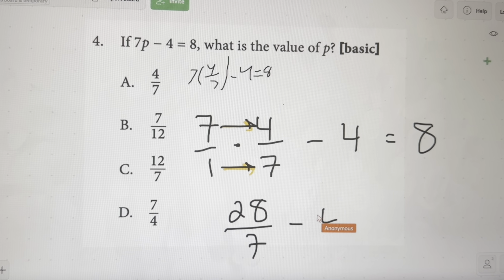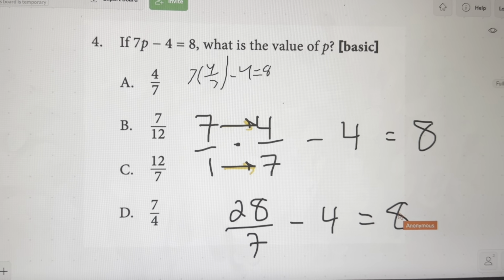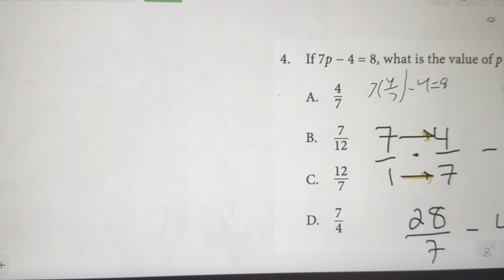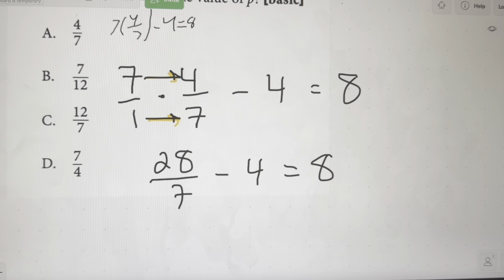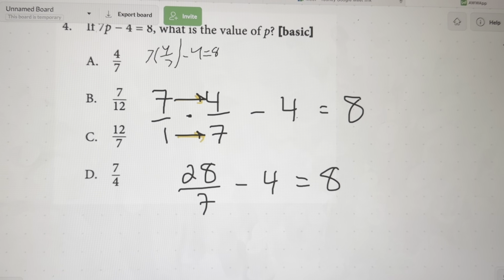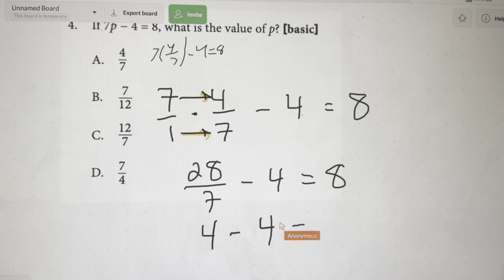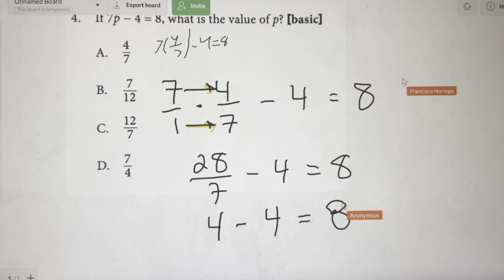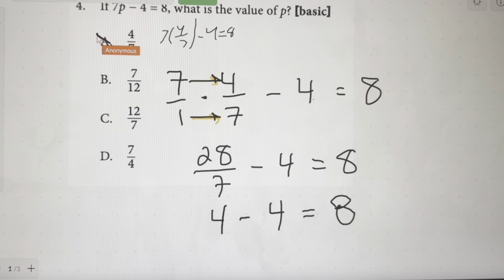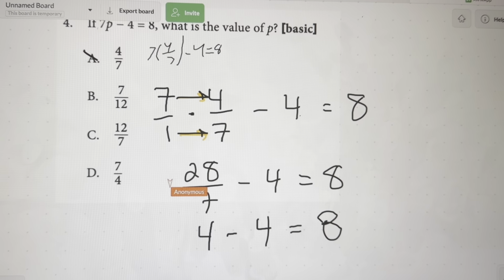That's it. See if 4 minus 4 equals 8 is a true statement. Let me scroll down a little bit. What's 28 divided by 7, Francisco? Do you know what that is? Yeah, that's 4. So we'll get 4 minus 4. Does that equal 8, Francisco? No, that doesn't equal 8, it equals 0. So that's not a true statement. Any questions about that, Francisco? No. Okay, great.